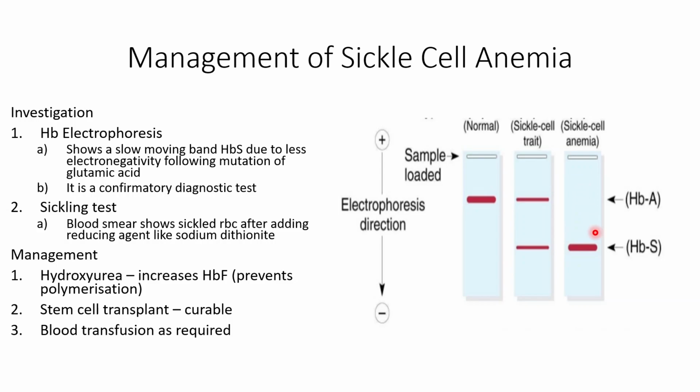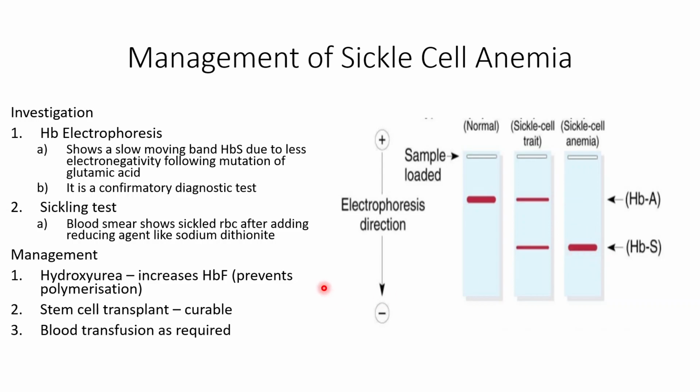What exactly is electrophoresis, and how exactly does charge help in separation? That we will see in a separate lecture. For now, just remember that hemoglobin electrophoresis is the movement of hemoglobin under an electric field, because hemoglobin itself is a charged particle. When there is a change in charge in case of sickle cell anemia or hemoglobin S, that can be separated out and diagnosed.